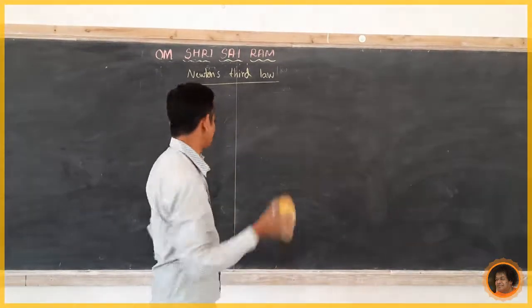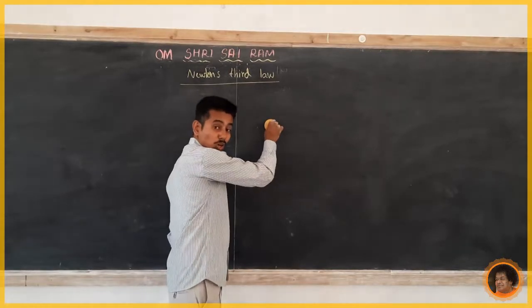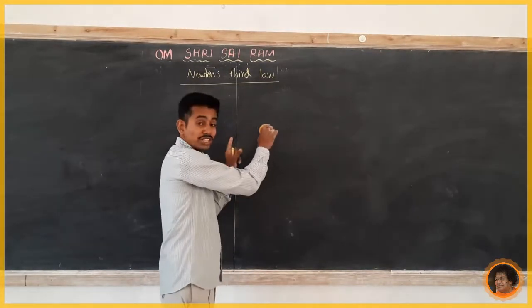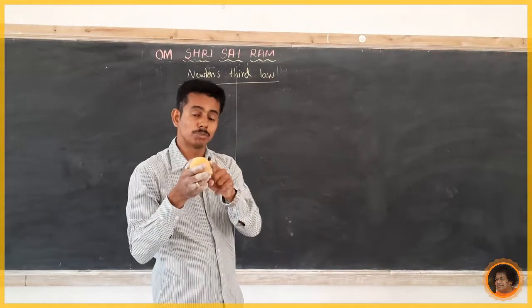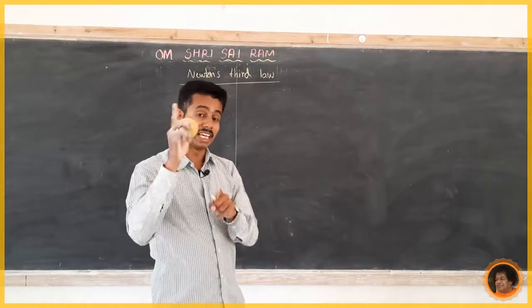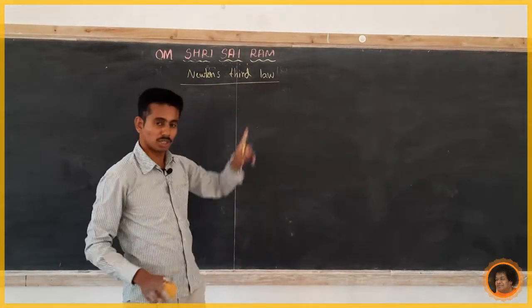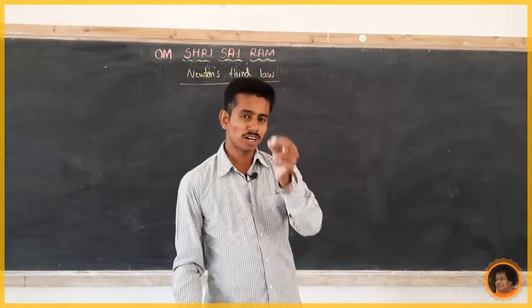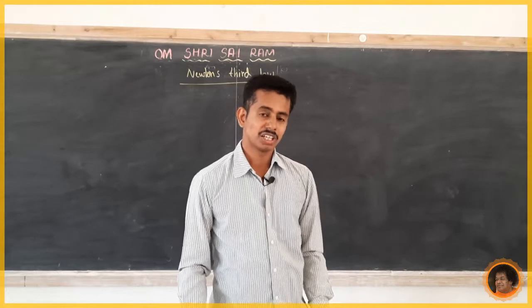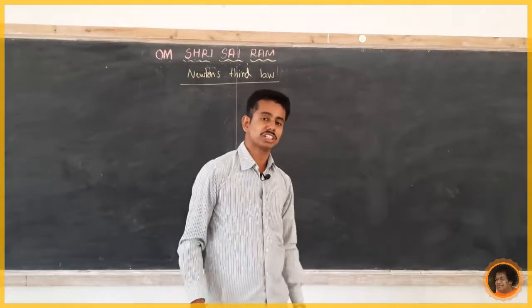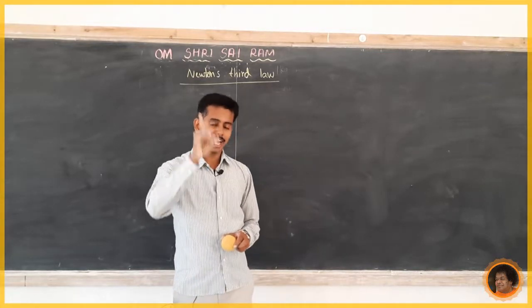So the ball which exerts force on that wall, and the wall which exerts the same amount of force on this ball, but the direction is different. So this is Newton's third law. What is Newton's third law? For every action there is always an equal and opposite reaction.